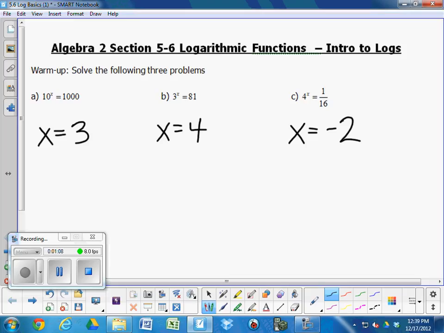If you're not sure how to use a log or what a log is, maybe you weren't here Friday or you were asleep or whatever, by the end of this sheet, by the end of this lesson, you should be able to come back to these and use logs to solve. So those are the right answers.